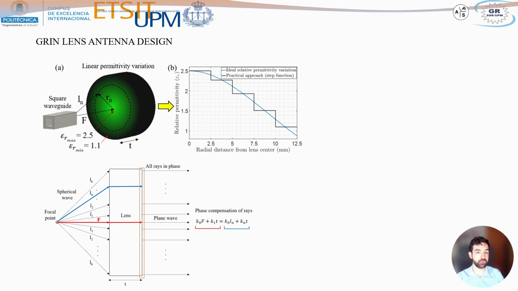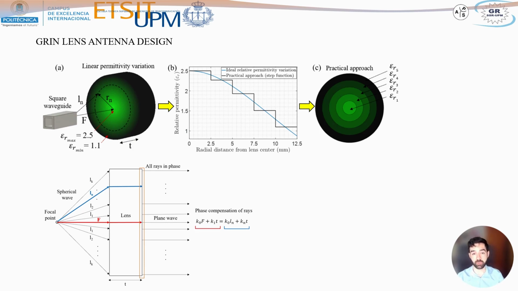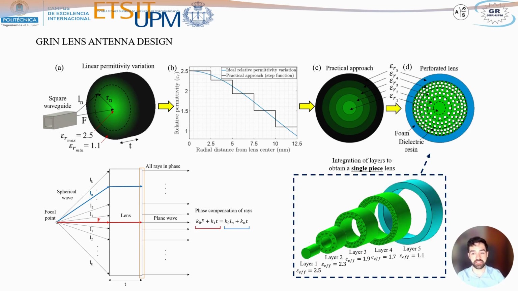However, in order to approach it to a practical solution, we need to approximate this blue curve with a step function. This means that we designed a 5-layer lens with given relative permittivities. Now, to achieve the exact relative permittivity required for each layer, what we did in the paper was to perforate each layer, as shown in the image.